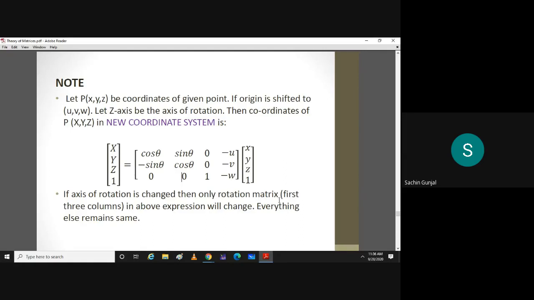See, the previous discussion was about the origin. In this discussion, that origin is shifted to UVW. Then what will be the resulting vector capital X, Y, Z? That will be the question.